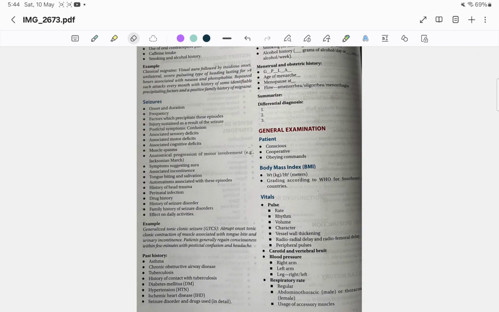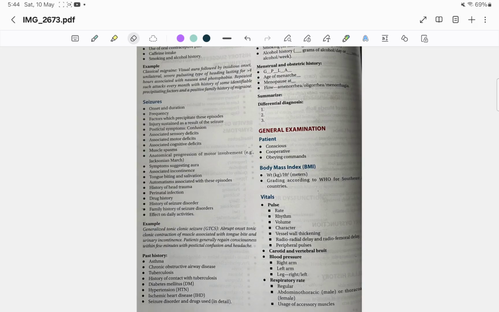Then we have other things under vessel wall thickening. If the carotid vessel is thickened, there can be Takayasu arteritis or giant cell arteritis, maybe, but it is not for stroke per se. For the vasculitis side, stroke can occur. So vasculitis can cause stroke, but vessel wall thickening can be due to that. Then we have carotid and vertebral bruit, meaning there is atheroma, some blockage causing turbulence of blood flow. You can hear it with the stethoscope.